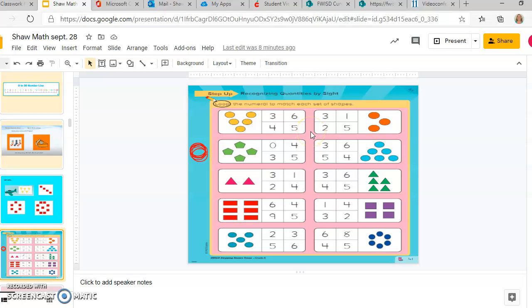Okay, so I'm going to do one as an example. I would count my objects, 1, 2, 3, 4, 5. Which one of these says 5? Oh, it is this one. So I'm going to take my circle and drag it over to the 5, because this set is represented by the number 5. You're going to do all of the rest of these. Make sure that you click on it and it has to have the blue squares so that you can move your red circle.